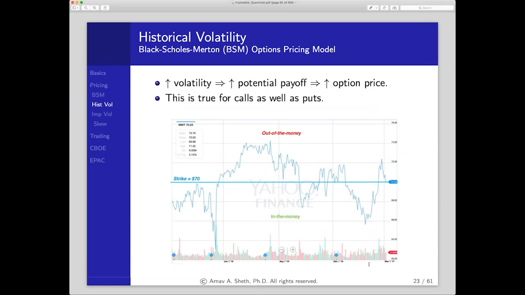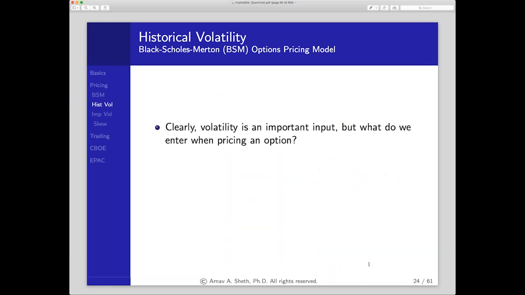This is for a put option. It's the same idea because fluctuations, as I said earlier, are both up and down. And the greater the volatility, the greater the likelihood that your option is going to end up deep in the money, and for a put, that's going to be reflected in the option's price. Okay.